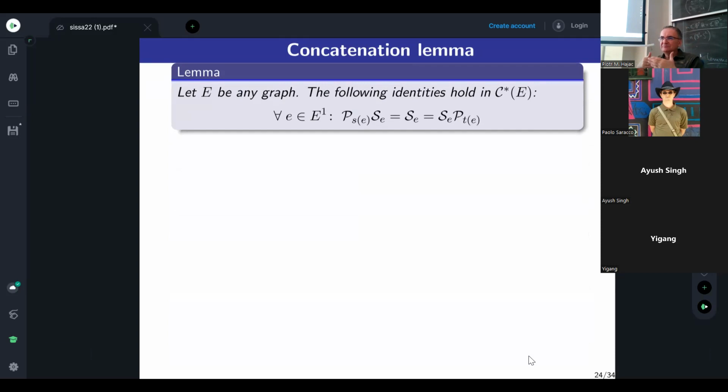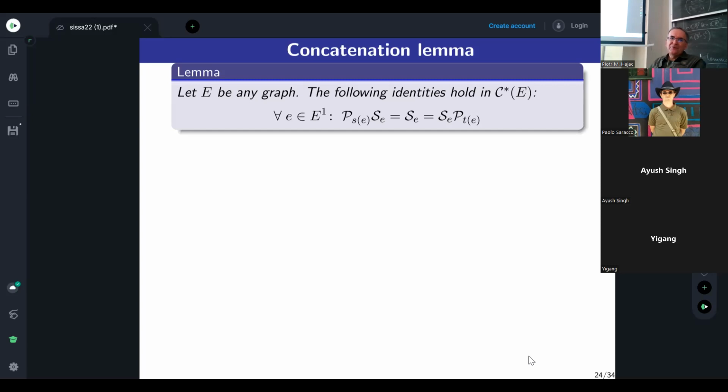a graph C-star algebra by concatenation, as in path algebras. This is what actually relates my graph C-star algebras to path algebras. And because it's not such an obvious argument, this is why people overlooked it for 24 years. I mean, it took 24 years for people to realize that graph C-star algebras actually come from path algebras.